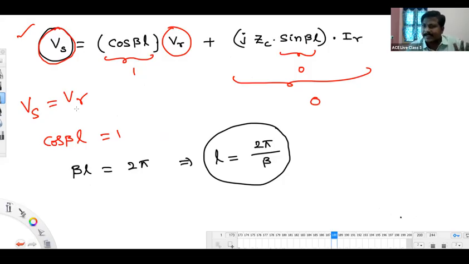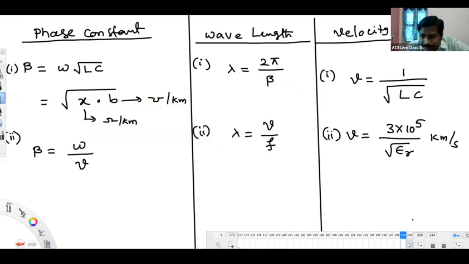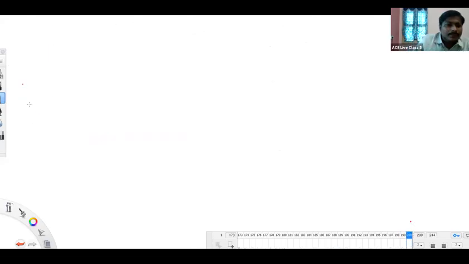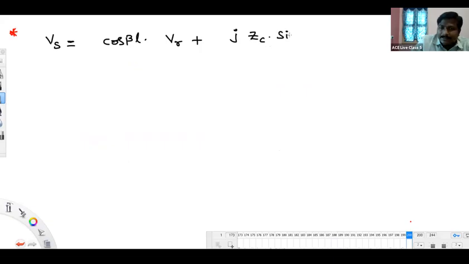Like that, we can experience the physical length of the transmission line wires. Now the question is, look here. The sending end voltage Vs is equal to cos beta L into Vr plus jZc sin beta L into Ir.